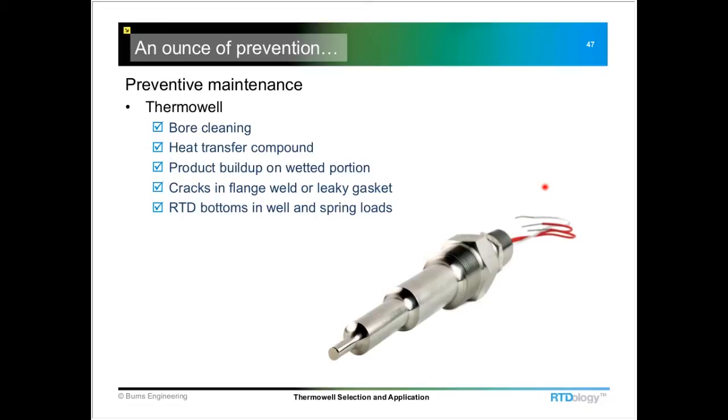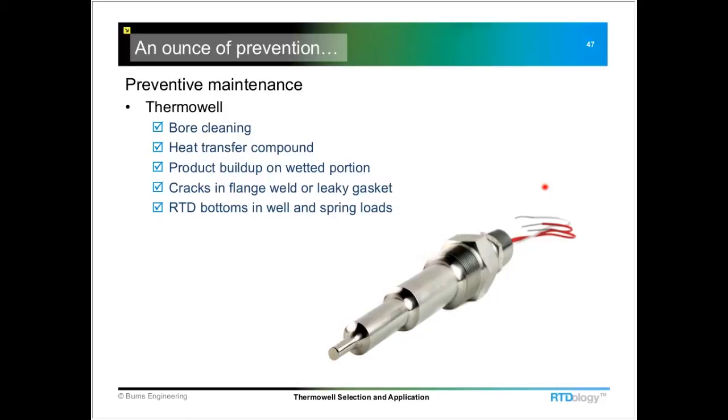Yeah, Thermowells are used with thermocouples as well as RTDs all the time. Really, any type of temperature sensor could be used. You could have a bimetal thermometer that goes into a Thermowell also. It's there to protect the sensor, is really what it's doing.